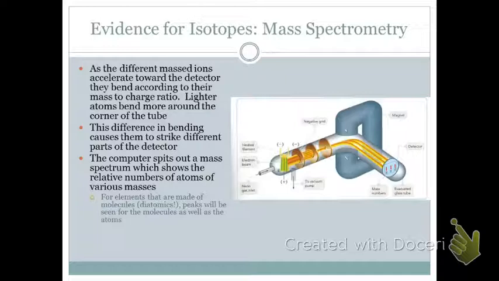When they separate, they will hit the detector in 3 different locations in the picture, but in reality it could be many points of contact. But in the picture you see 3 striking points on the detector. The detector then computes how many times it's being struck in each location and spits out what we call a mass spectrum. The mass spectrum shows you how many of each type of ion there was when it hit the detector. Important to note, if an element is also a molecule, meaning if it's like a diatomic, the peaks will also be seen for the molecules as well as the individual atoms on the screen.